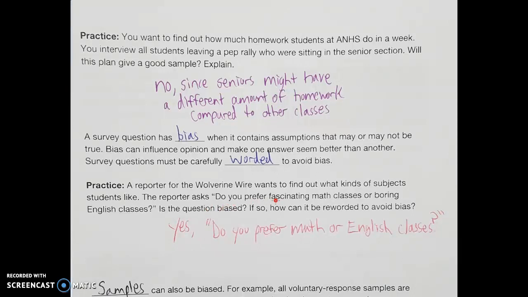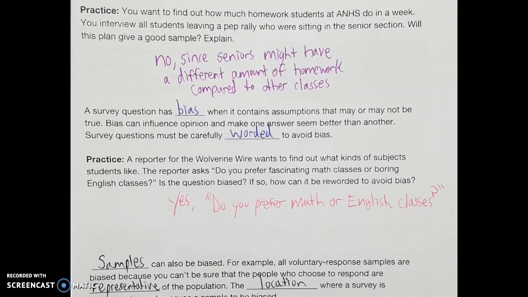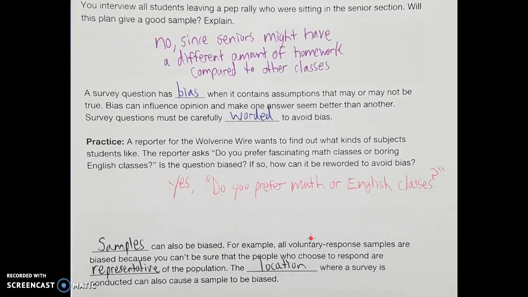So again, obviously you want to avoid words that lead towards a certain answer. Avoid adjectives like fascinating and boring. If I reworded that question and still wanted a similar response, we could just say, do you prefer math or English classes? Again, it doesn't have any clear answer as being a better one. You want each person to make their own choice and decide that way. Besides questions, you can also have samples that are biased. For example, every voluntary response sample will be biased because you can't be sure that the people who choose to respond are representative of the population. Voluntary response means that people choose whether or not they want to respond.